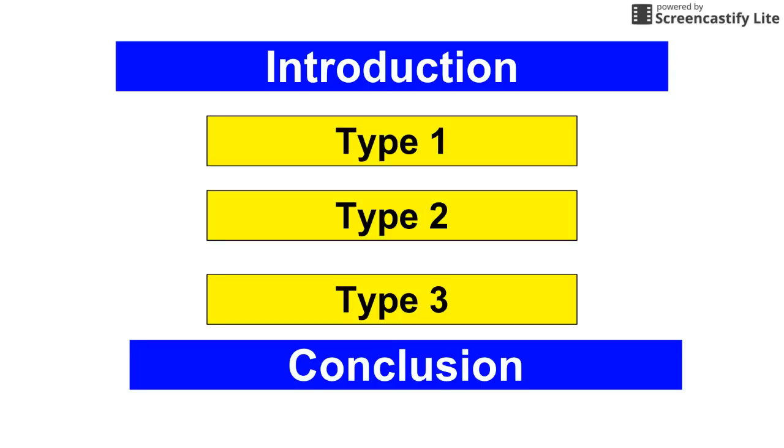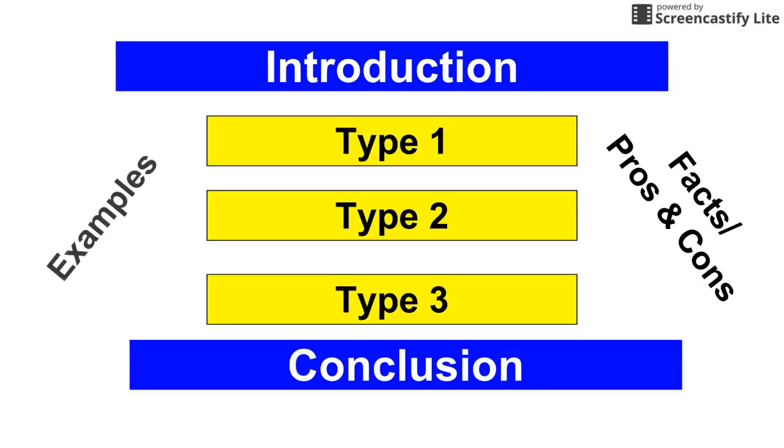If you are writing a research paper, of course, you are going to include more topics with more elaboration. But let's focus on what to include here. You need to think about including facts in each type. Also include pros and cons, the advantages and disadvantages of each type. Include examples too, and examples should be all over the essay.